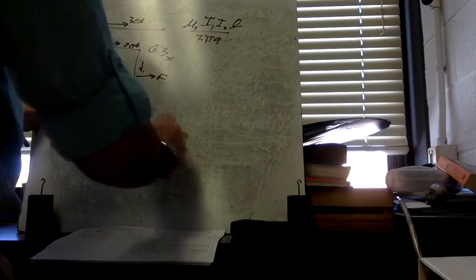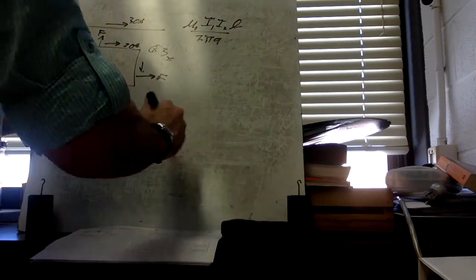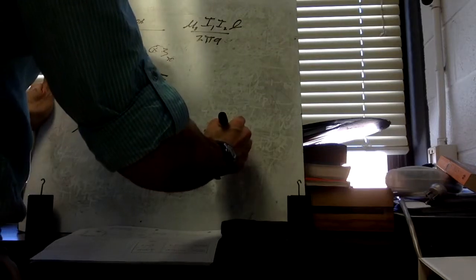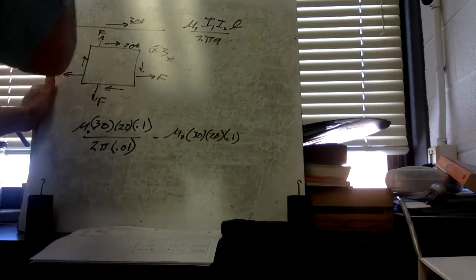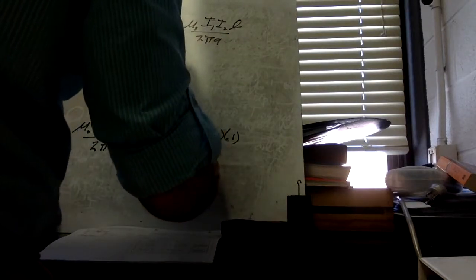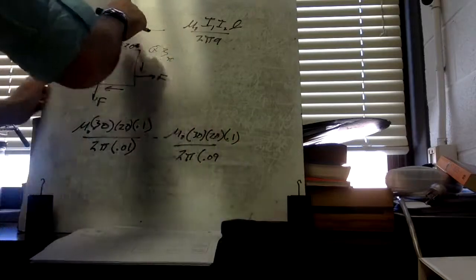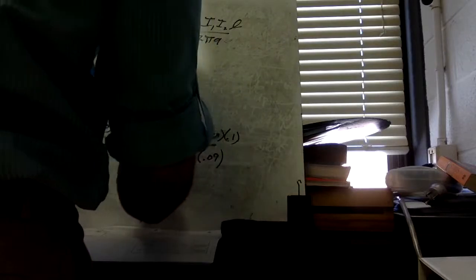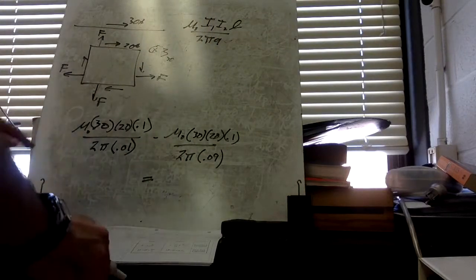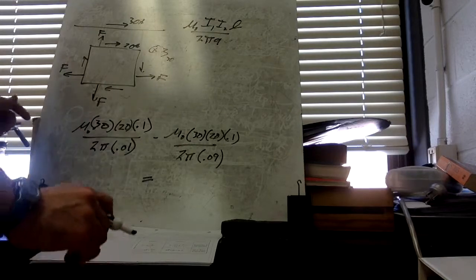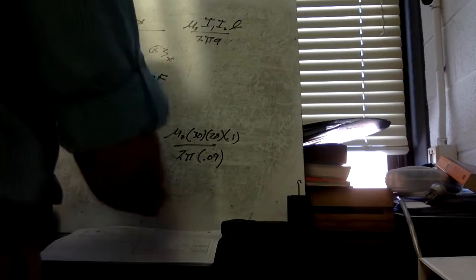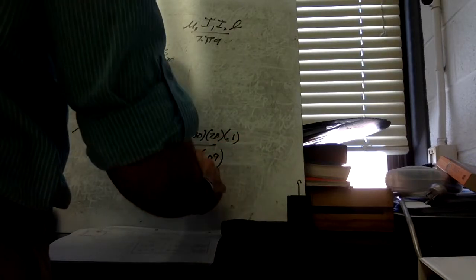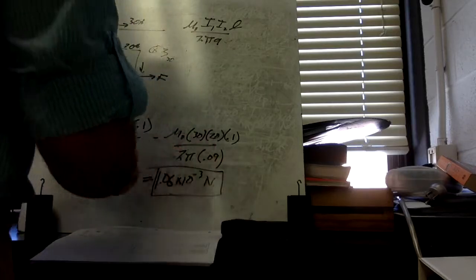All right, and then this is going to be, or minus the force on the bottom one, so that's mu naught 30 times 20, it's the same current, times 0.1, right, the length of the wire is the same, 10 centimeters, over 2 pi, and this is 0.09, because this is 0.01, that's 0.08, so you add these two up, you get 0.09. When you do this whole thing, don't forget mu naught is 4 pi times 10 to the negative 7th. And you should end up with a net force of about 1.06 times 10 to the negative 3rd newtons. And that's it.